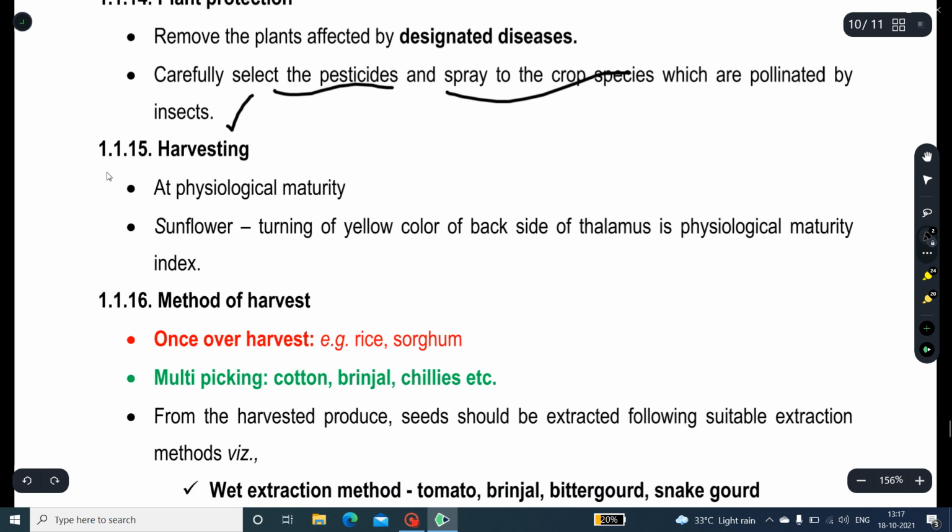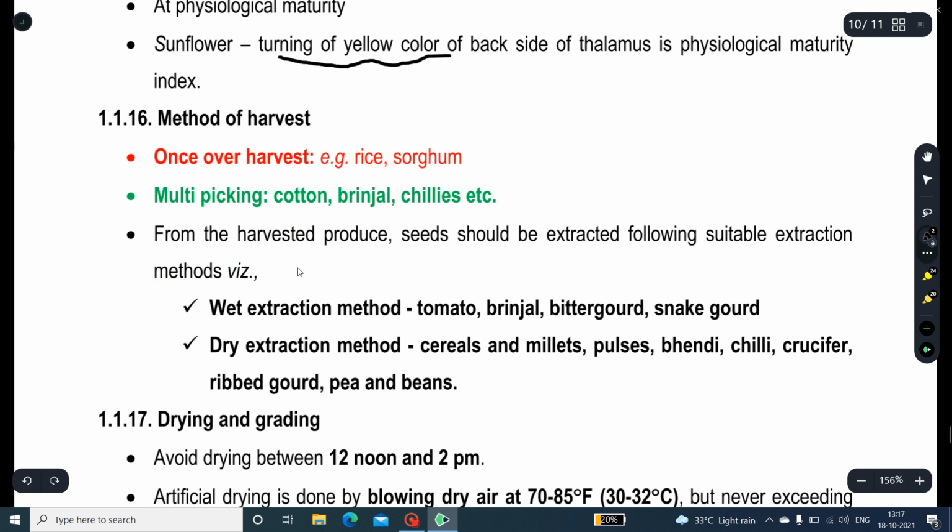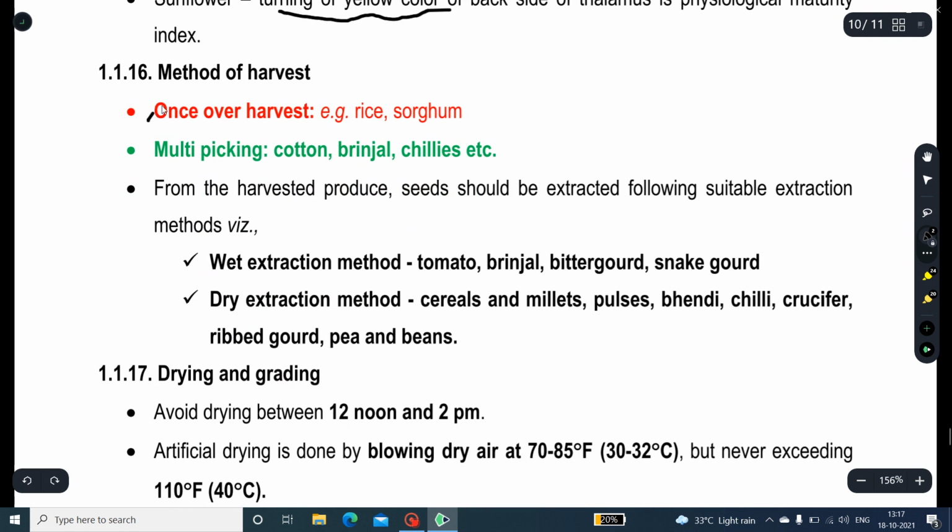The next important one is harvesting. Harvest the seed crop at physiological maturity based on some visual indices. For example, in sunflower, turning of yellow color of the backside of the head is a physiological maturity index. So it may vary from crop to crop, and the method of harvest also varies from crop to crop. Once-over harvest in case of rice and sorghum, multiple pickings in case of cotton, brinjal, chilies, etc. For once-over harvest, utilize harvesters.